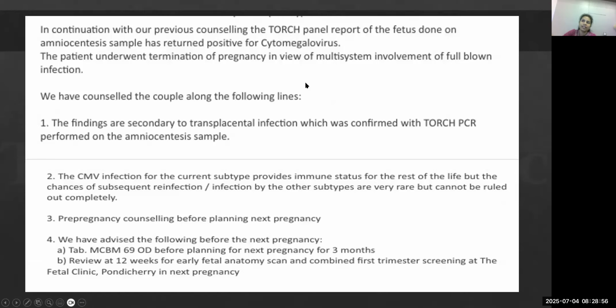After the termination, when the couple had reverted back to us, we counseled them that the findings are secondary to transplacental infection, which was confirmed with TORCH PCR performed on the amniocentesis sample. CMV infection for the current subtype provides immune status for the mother, but the chances of subsequent reinfection by other subtypes are very rare, but cannot be completely ruled out. And we had given her the pre-pregnancy counseling.